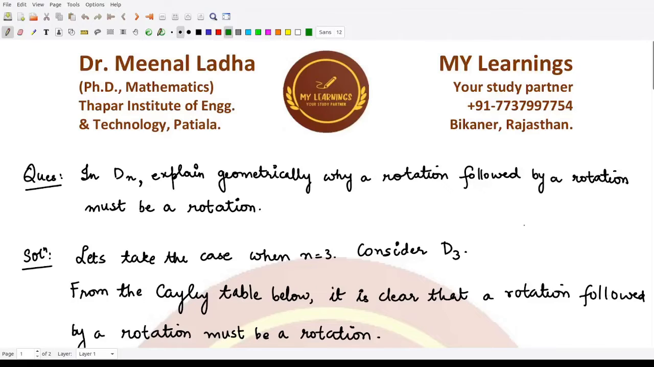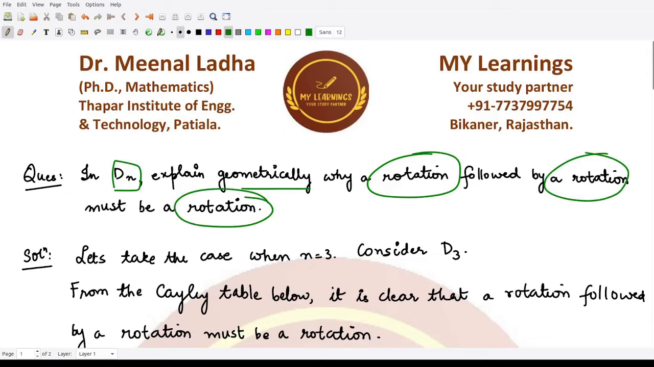In this video we are going to see another explanation for Dn, in which we need to explain geometrically that a rotation followed by a rotation must be a rotation. In the previous video we saw that reflection followed by reflection is a rotation. Here we need to prove that rotation followed by a rotation is a rotation.